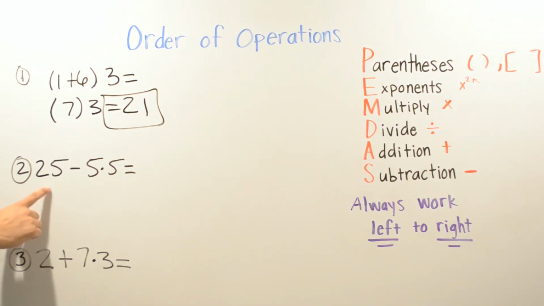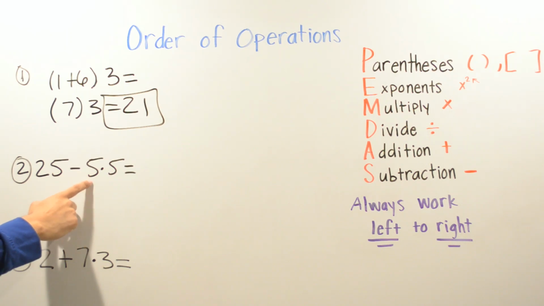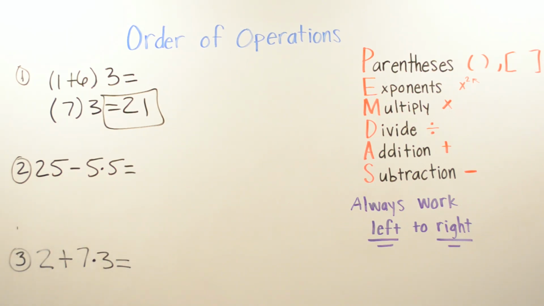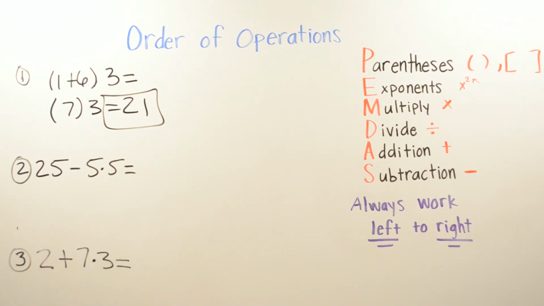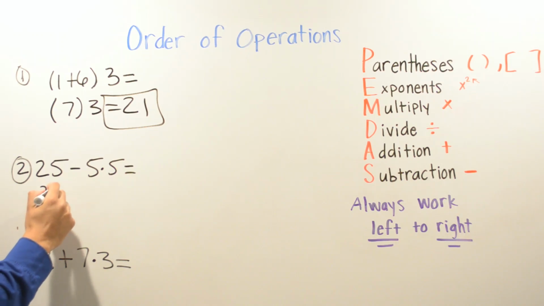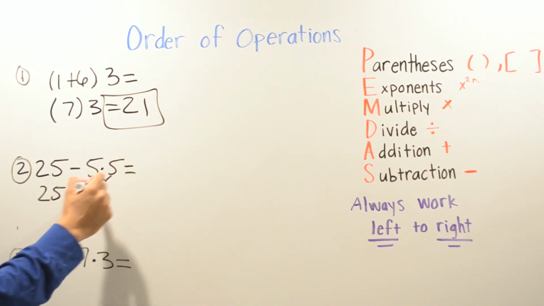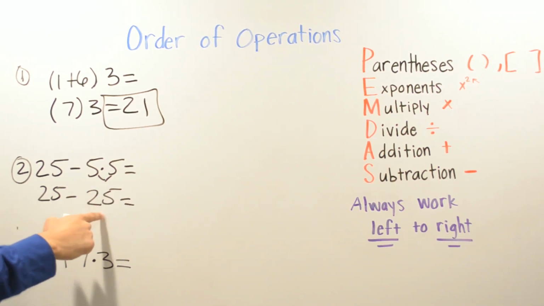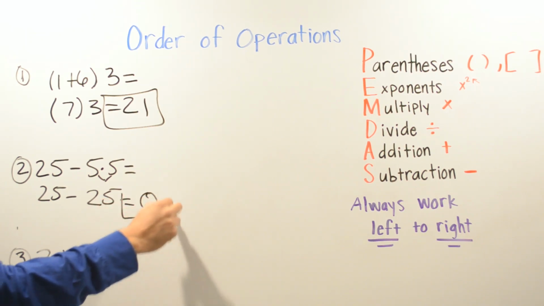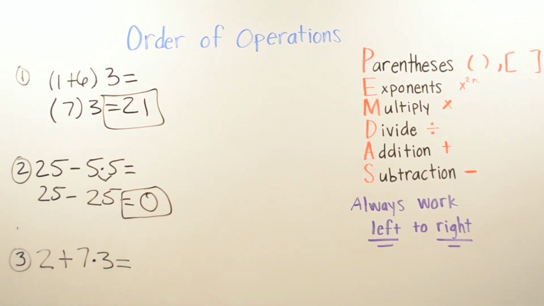Number 2, we have 25 minus 5 times 5. But we're going to look on the right hand side and see what we do first. Do we subtract 25 minus 5? Or do we do 5 times 5 first? Regarding our order of operations rules, we're going to go ahead and multiply first. So we're just going to bring down the 25 minus, 5 times 5 is 25. Now we do 25 minus 25, which is going to be 0. So our answer for number 2 is going to be 0.